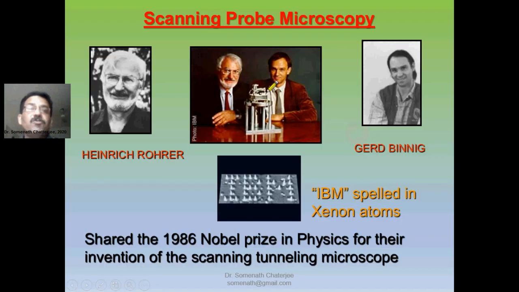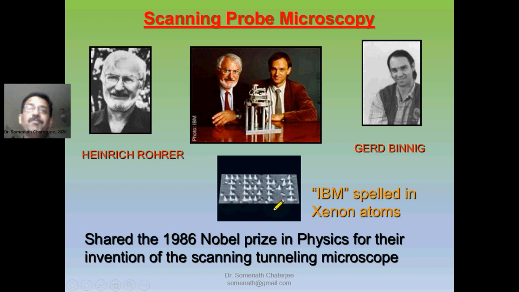So these are the two guys, Rohrer and Binnig. They got the Nobel Prize. What they did, first they wrote, in 1986 they got the Nobel Prize, but they wrote IBM using xenon atoms. So that is their achievement.